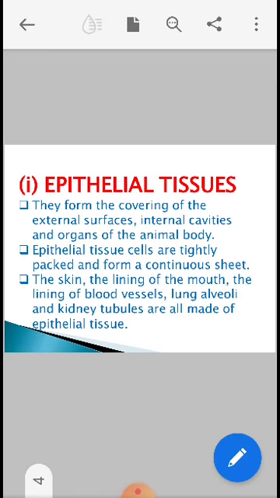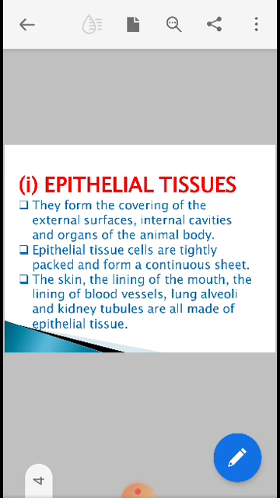Epithelial tissues. Now, these tissues form the covering of the external surface, the internal cavities and the organs of the animal body. These tissues are tightly packed and they form a continuous sheet. So, this type of tissue is found in the skin, the lining of the mouth, the lining of the blood vessels, lung alveoli and kidney tubules. So, all these tissues are found here in these organs.